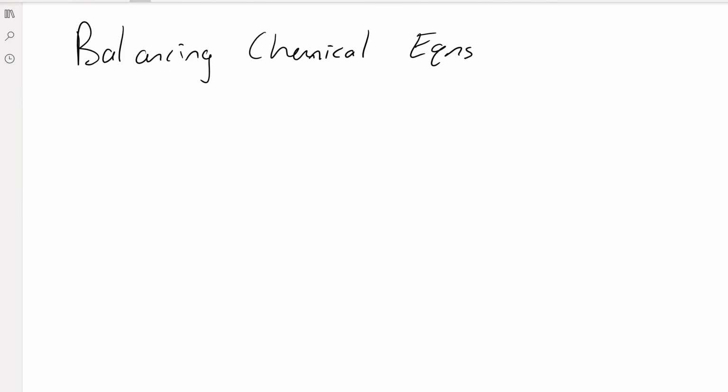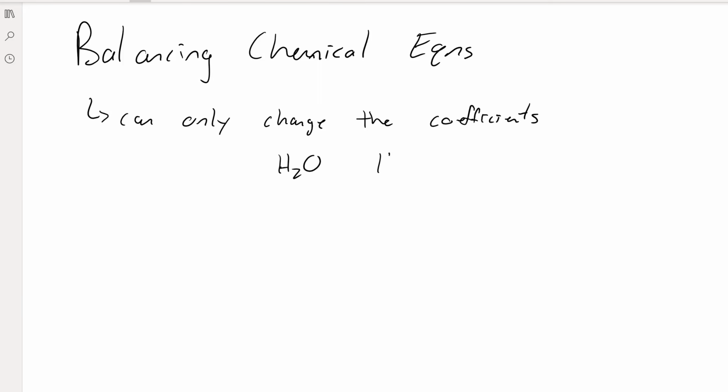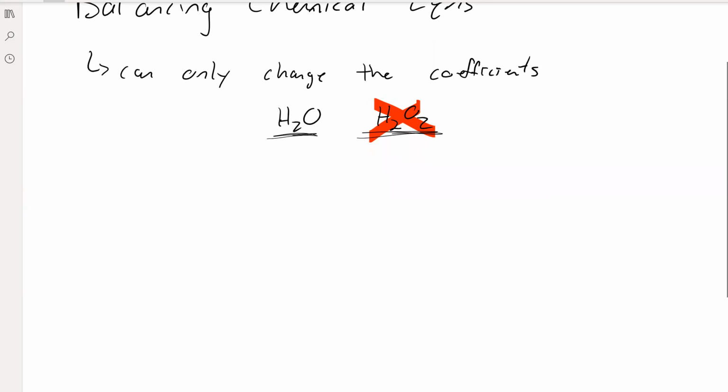All right, let's take a look at how we're going to balance chemical equations. And so the key thing here is we can only change the coefficients. We can't change any of the subscripts or anything. For example, saying H2O, oh, I need an extra oxygen, I'm just going to call it H2O2. No, we can't do that because these are two totally different compounds, right? Water and hydrogen peroxide are completely different. If you drink H2O, you're fine. If you drink H2O2, you're going to die. So we can only change the coefficients.